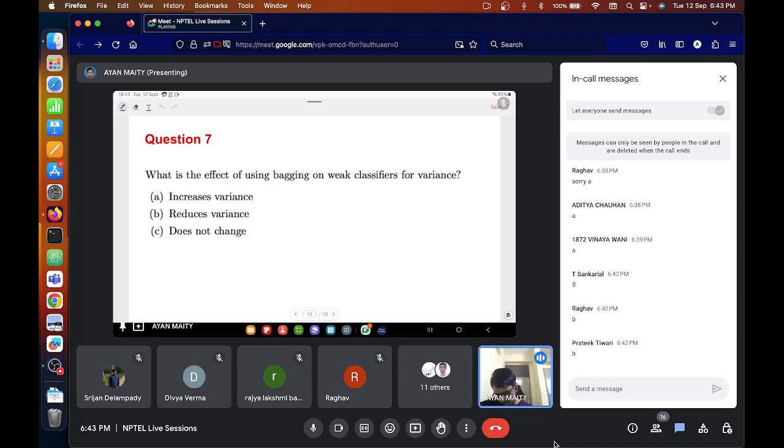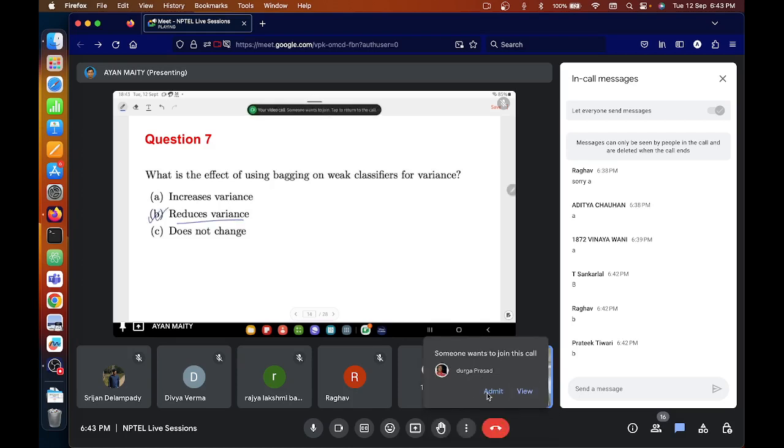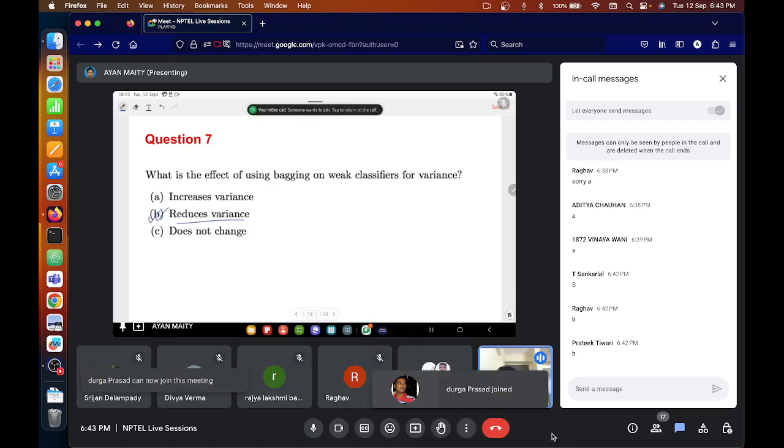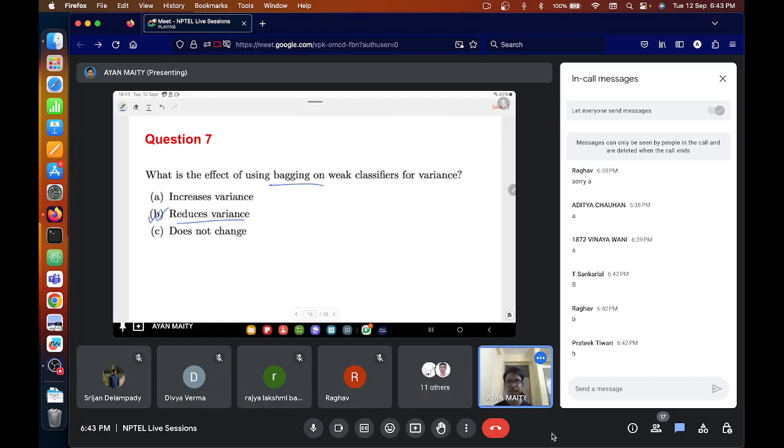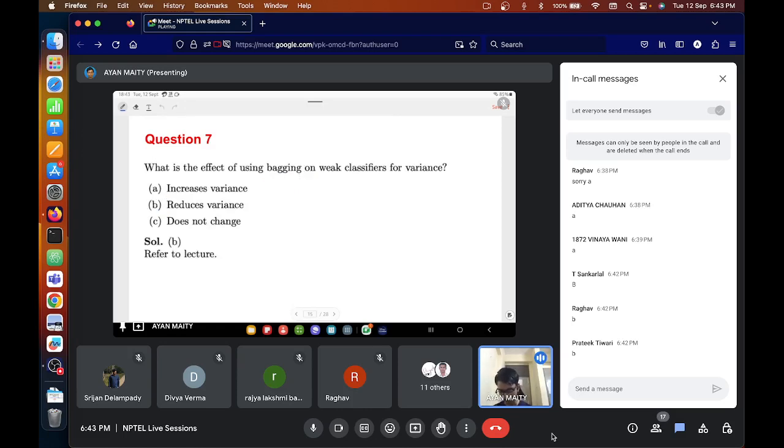The correct answer is option B. It reduces variance. So that is one of the advantages of using bagging, that as it combines the outputs of many different classifiers, individual classifiers might have high variance, but once you combine the outputs of different classifiers, the variance would reduce. So that is one of the advantages of using bagging. So option B is the correct answer.